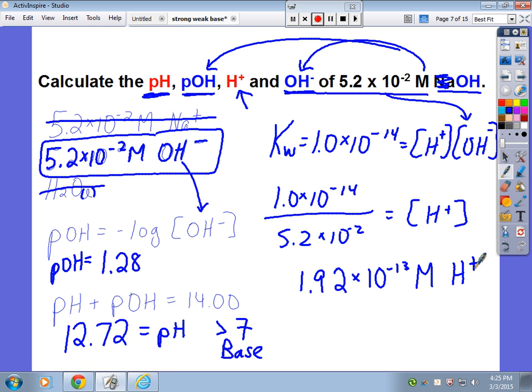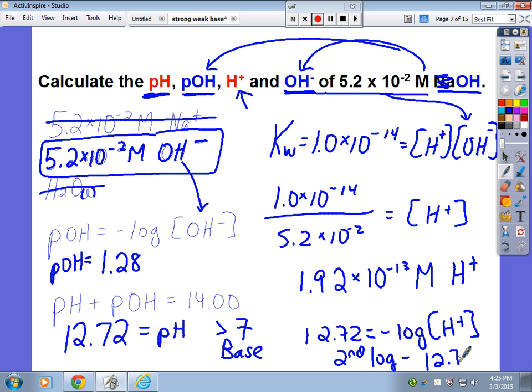Now there's another way I could have solved. What could I have done? I could have taken my pH, which is 12.72, and plugged it into this formula, and taken the antilog of my negative pH. And I would have found the same thing. And this is my answer.